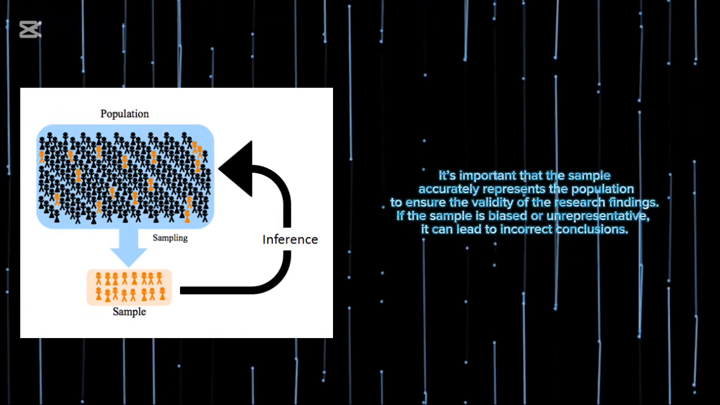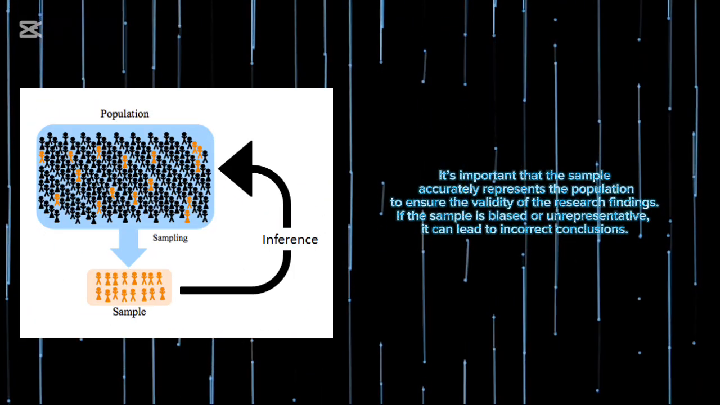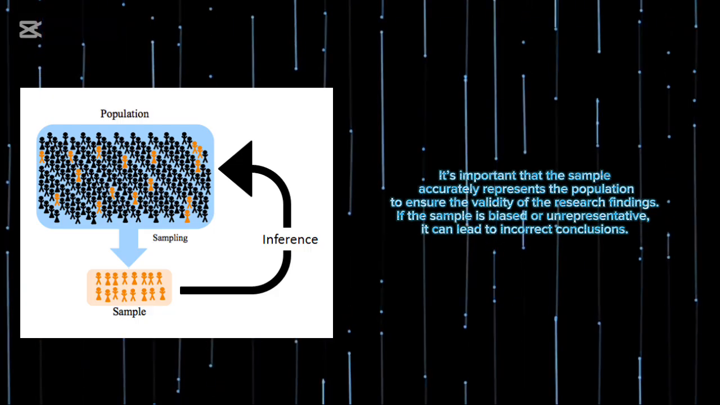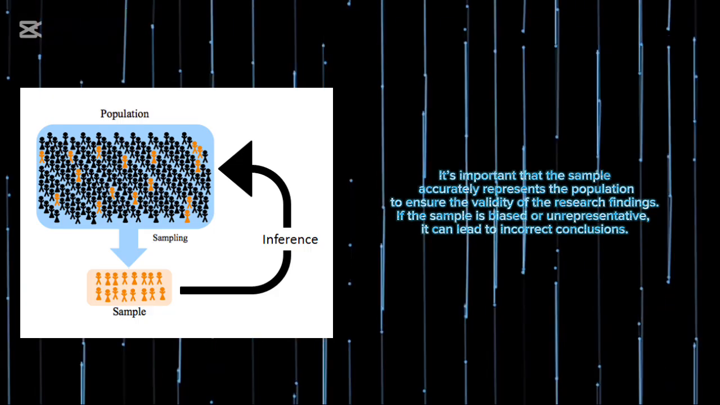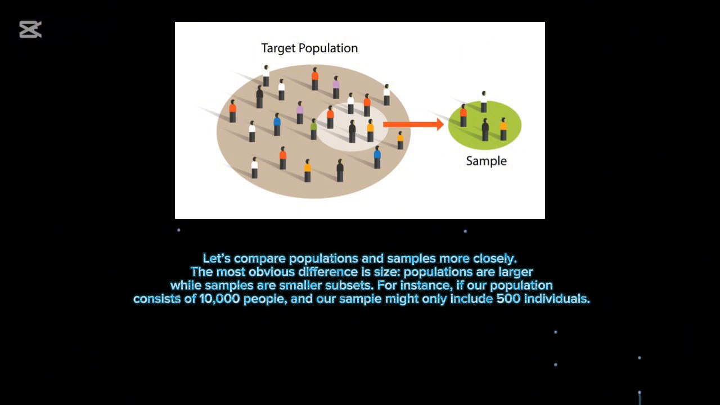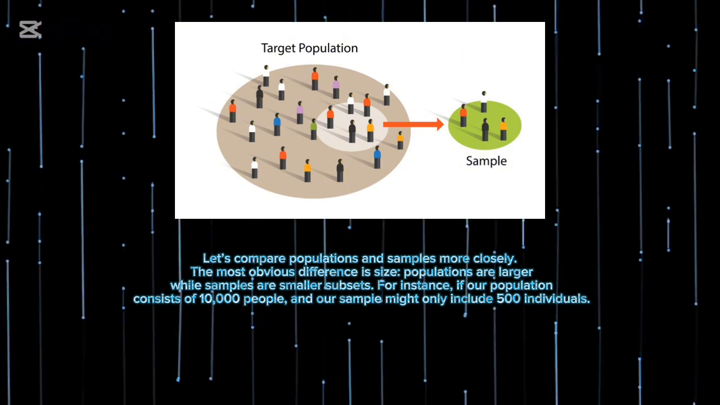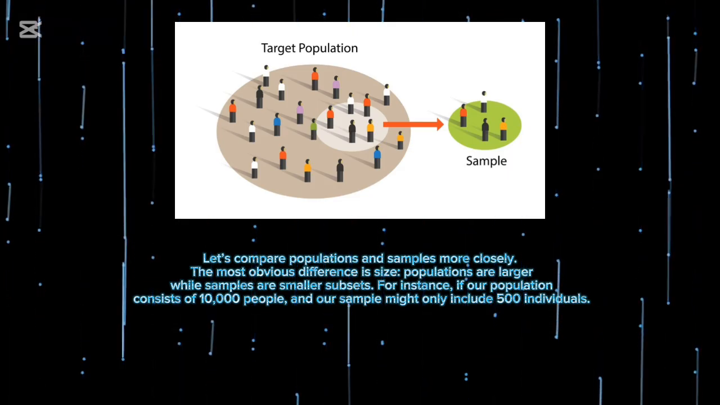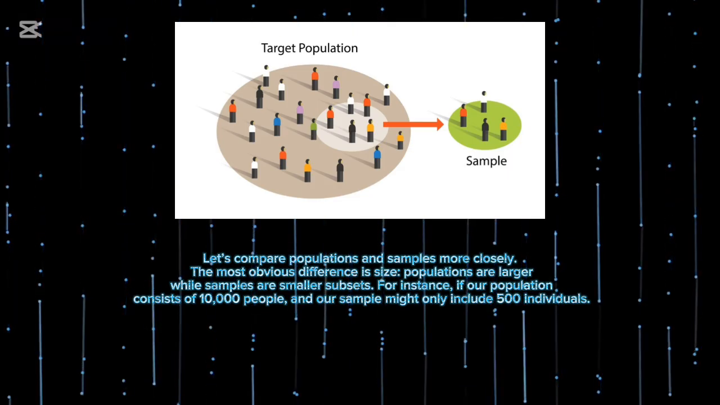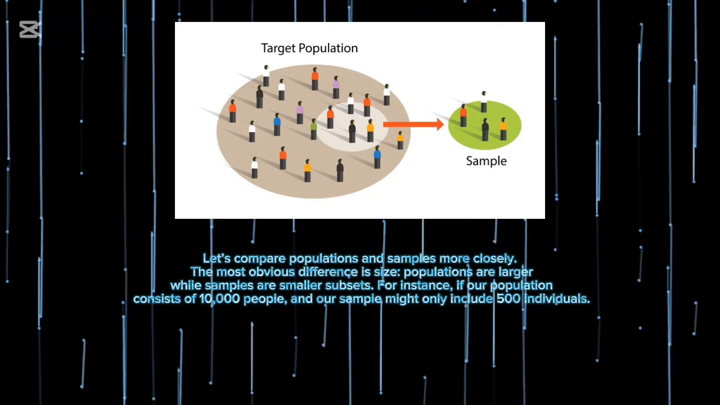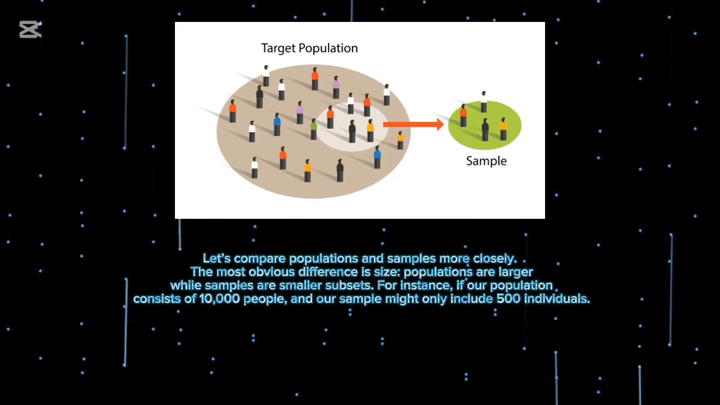It's important that the sample accurately represents the population to ensure the validity of the research findings. If the sample is biased or unrepresentative, it can lead to incorrect conclusions. Let's compare populations and samples more closely. The most obvious difference is size. Populations are larger, while samples are smaller subsets. For instance, our population might consist of 10,000 people and our sample might only include 500 individuals.